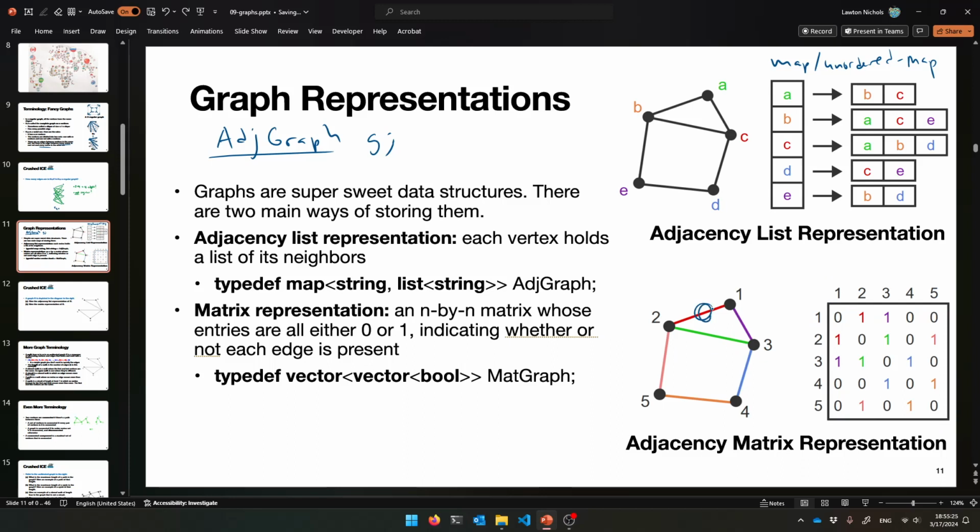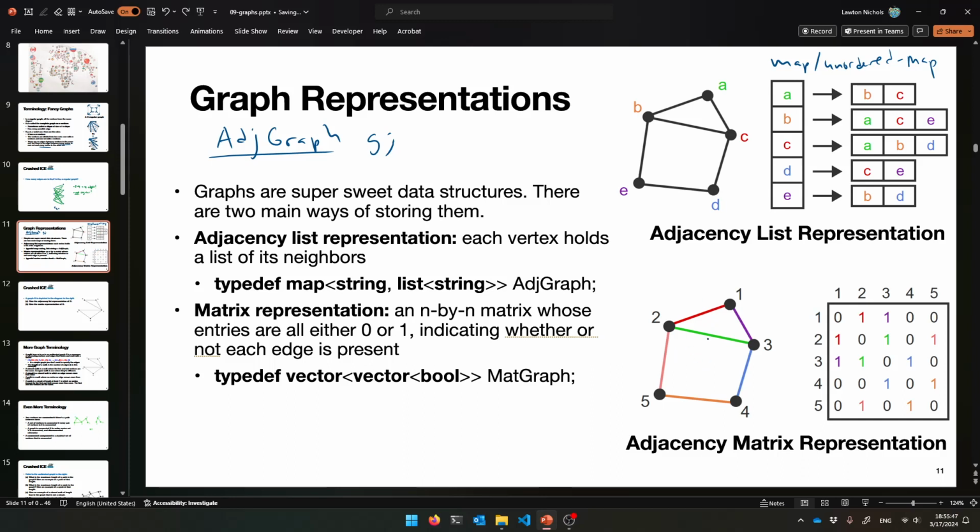Like, is there an edge? If there is an edge between 2 and 1, for example, you go here, you find 2, you find 1, you put a 1 for true. Yes, there is an edge there. And you'd also do it backwards because it's an undirected graph. So you'd also go, there's an edge between 1 and 2. So you go to row 1, column 2, and also put a 1 there. So you can see the red ones are caused by this red edge.